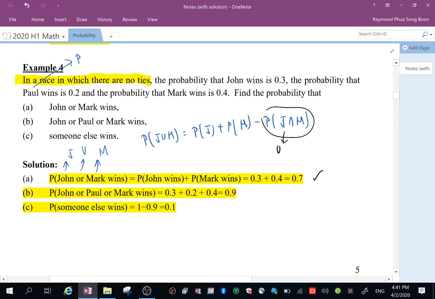All right, for part C, find the probability that someone else wins. That means the winner is neither John nor Paul nor Mark. So we will use the total probability, which is 1 minus the total probability of either John or Paul or Mark winning, which is the answer from part B. So 1 minus the answer of part B, and you get 0.1 as the answer to part C.